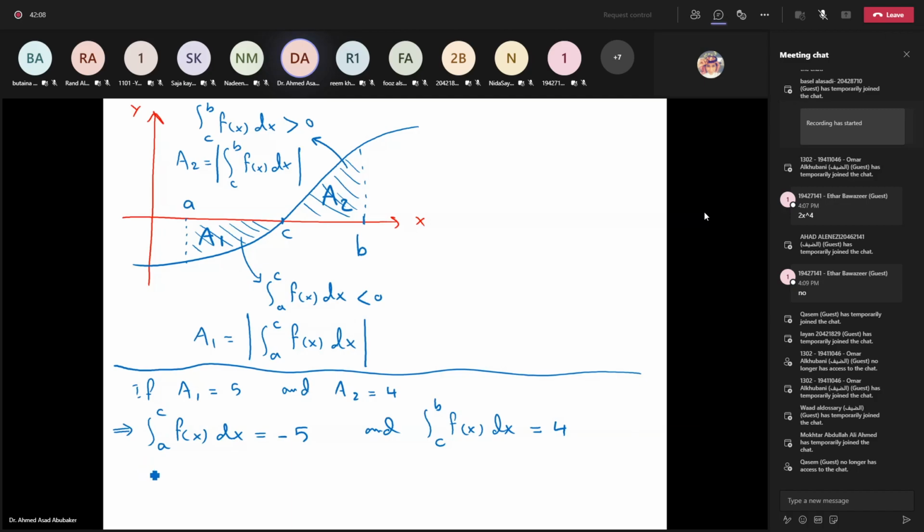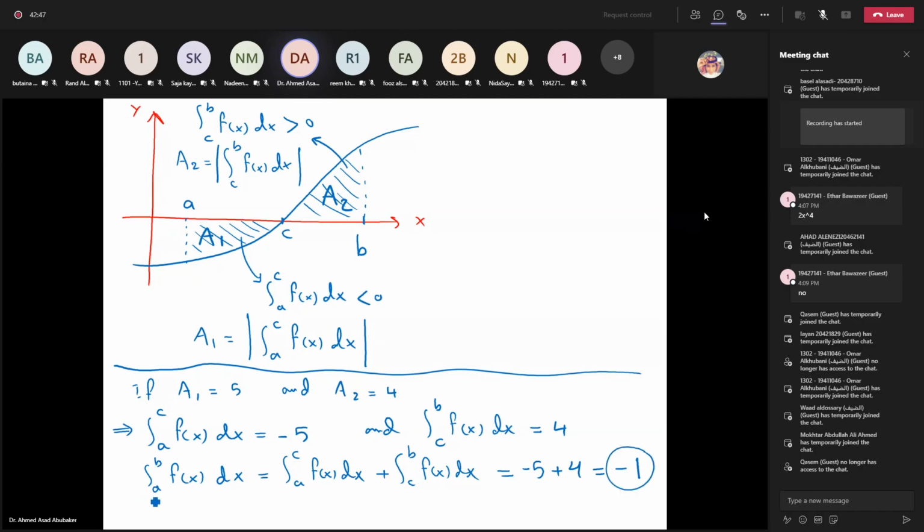Okay, but if we need to find the integral from a to b of f of x dx, this is equal to what? The integral from a to c plus from c to b, because we have two curves, one above and one under the x-axis. So we have minus 4, minus negative 5 plus 4. This is equal to negative 1. This is the integral from a to b.